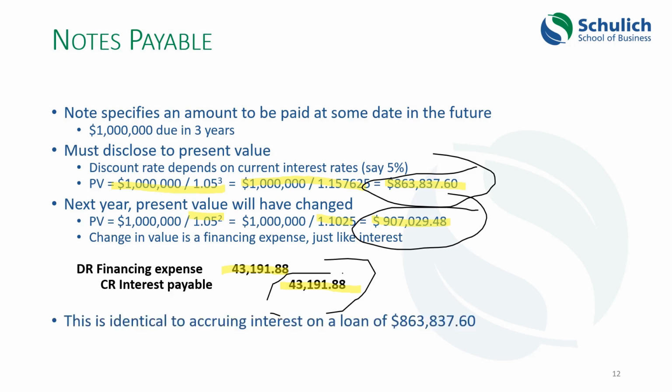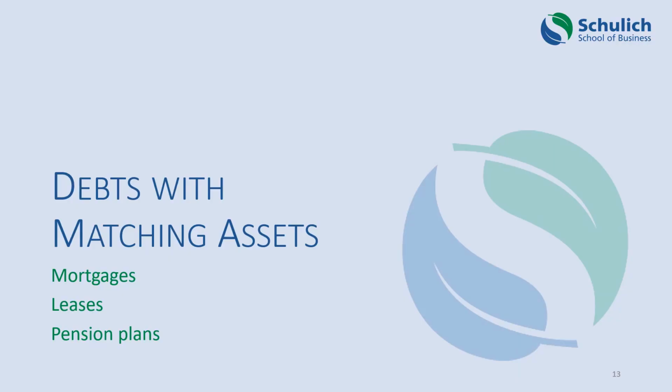So effectively then what you've got is the identical situation to having an $863,000 loan and charging 5% interest on it. Now, those are the basic situations, and as complicated as those calculations might have been, I'm afraid that they were the basic situations.